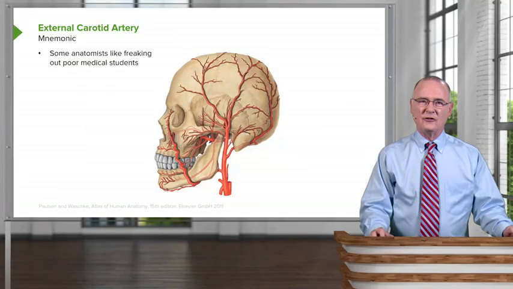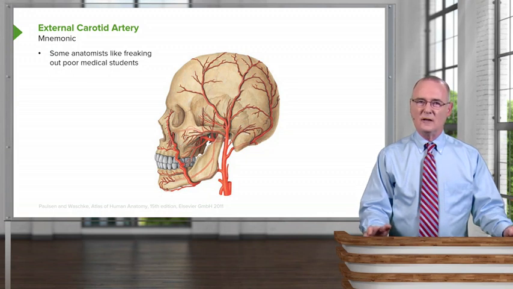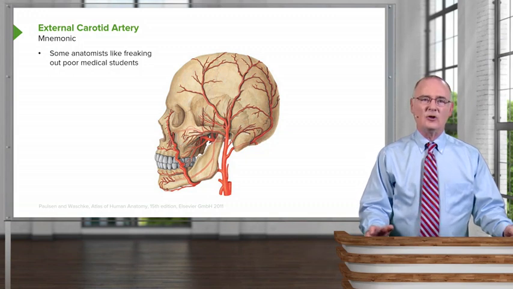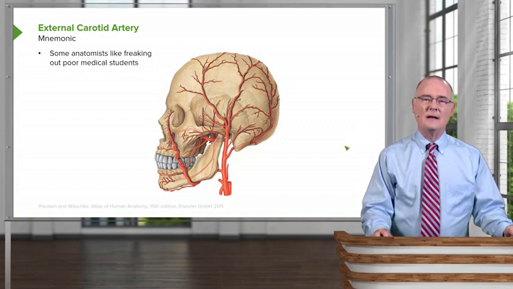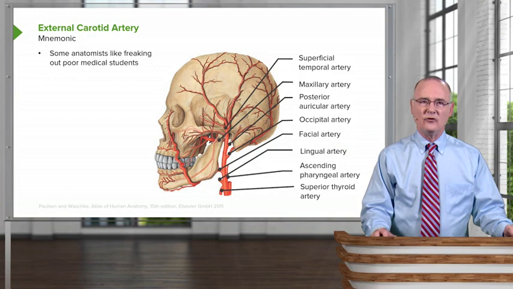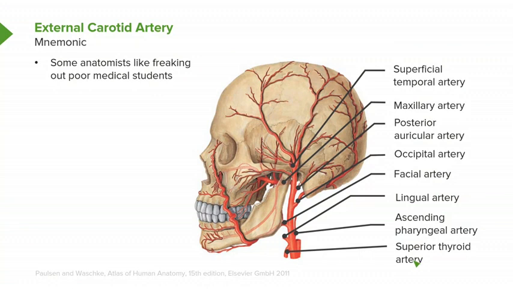The branches of the external carotid artery can be confusing to remember. There is a helpful mnemonic that will allow you to remember these. That mnemonic is: some anatomists like freaking out poor medical students, and that will bring in all the labeled branches of the external carotid artery, and you need to read from the first branch shown here, the superior thyroid artery, upward to the 2 terminal branches for this mnemonic to be useful to you.